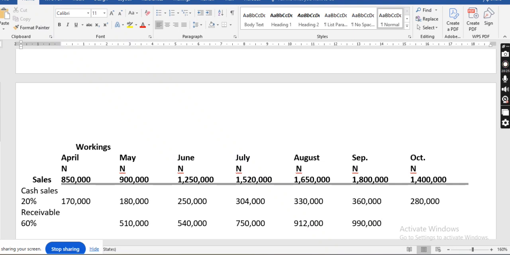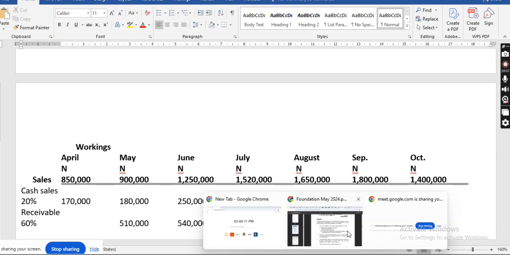You are 990. Not understanding again. So what is the 60% of 1,800,000? 1,080,000 naira or 1,080 naira? Which one? 1,080,000 naira. Okay, 1,080,000 naira. Right?